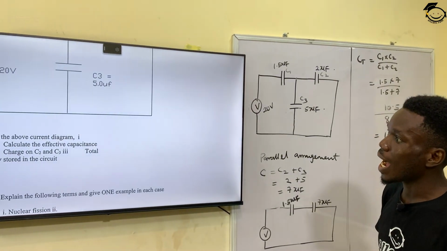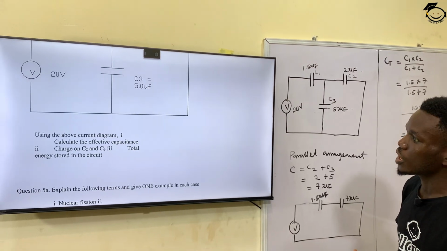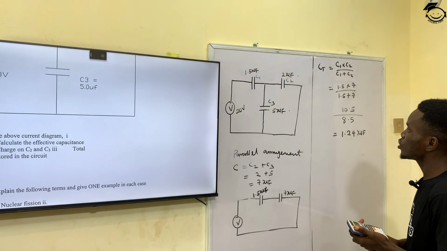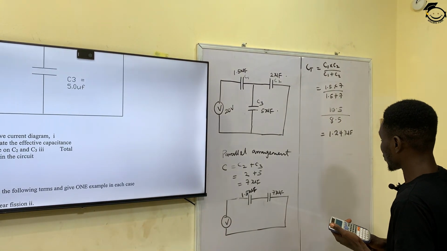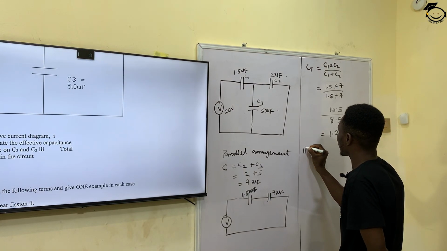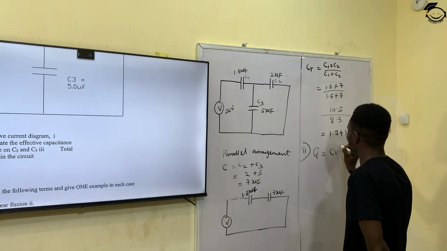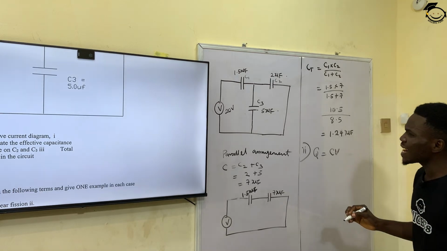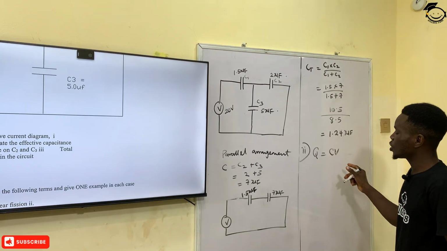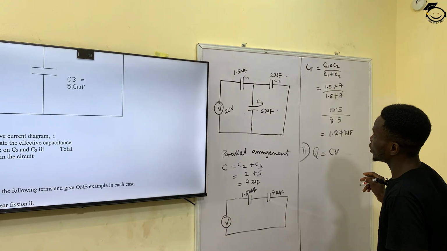So question number 4C(ii) says, calculate the charge on C2 and C3. We know that the formula for charge says Q is equal to CV. And I know that whenever things are connected in parallel, the voltage through them is the same, but when they are connected in series, the voltage differs.